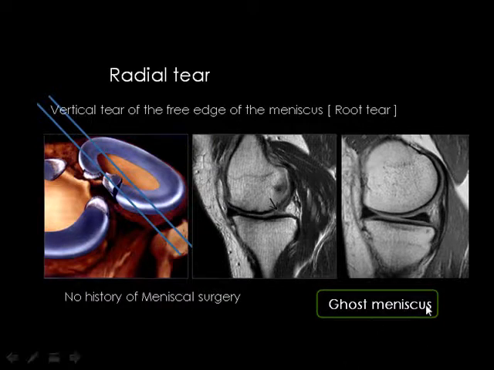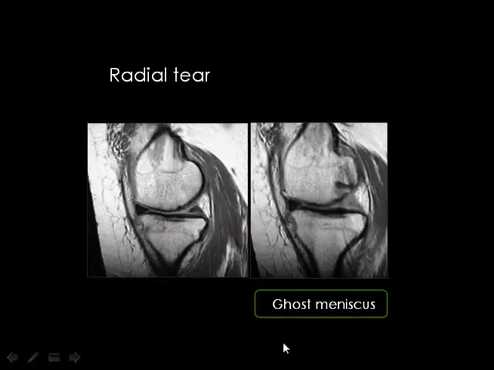And some books call this ghost meniscus. The ghost meniscus means that you cannot see the posterior horn, and this is another example. Here you don't see the posterior horn. In the following image you can see the posterior horn, and this is known as root tear or ghost meniscus.